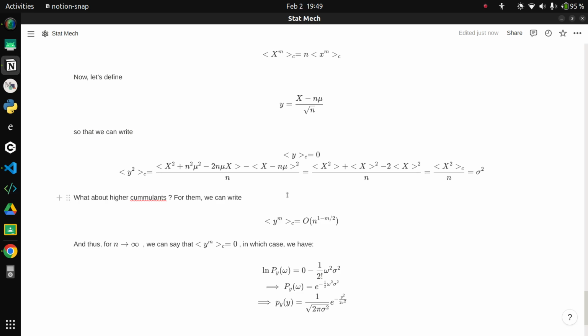With the normalization factor as well. That's your distribution basically for y, and that is it. That's in fact the central limit theorem, the weak version obviously.